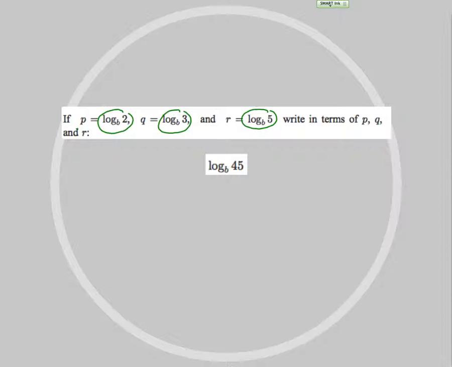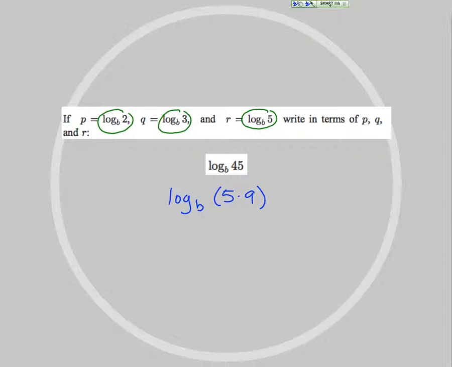Did you say 5 times 9? Yes, good. That's what I thought you said. Perfect. 5 times 9. So I've got 5 times 9. And 9, we know we can make up with 3, right? 3 squared is 9. And there is more than one way to do this as well.